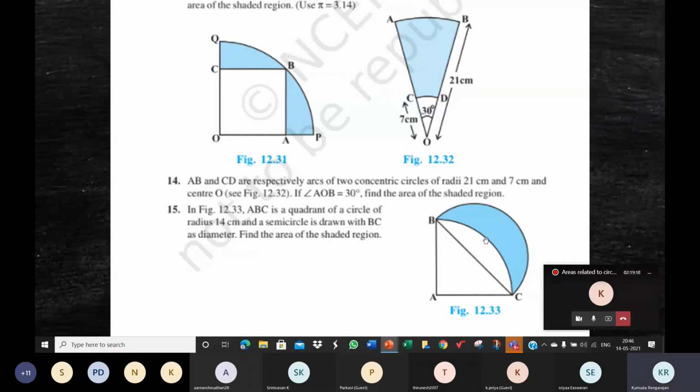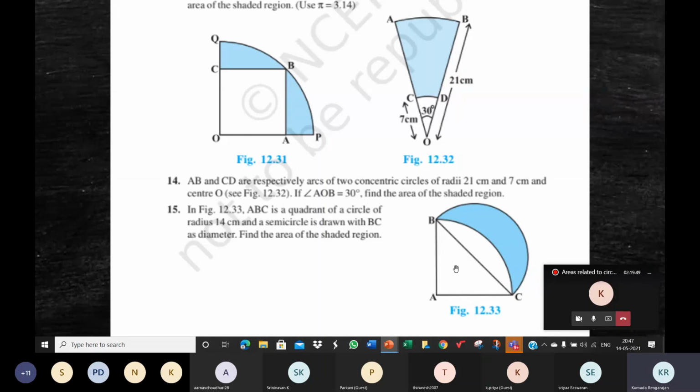At this point, you may have a doubt: is this the quadrant, or is this the quadrant? Because you can see two arcs, you may feel, is this portion, this radius and this arc, the quadrant? Or this radius and this arc? Okay, let's read ahead. ABC is a quadrant.